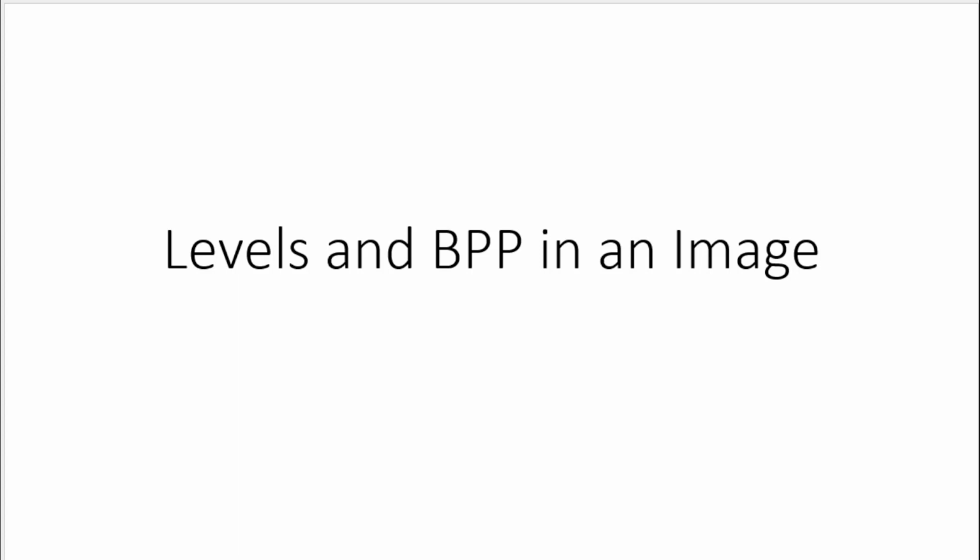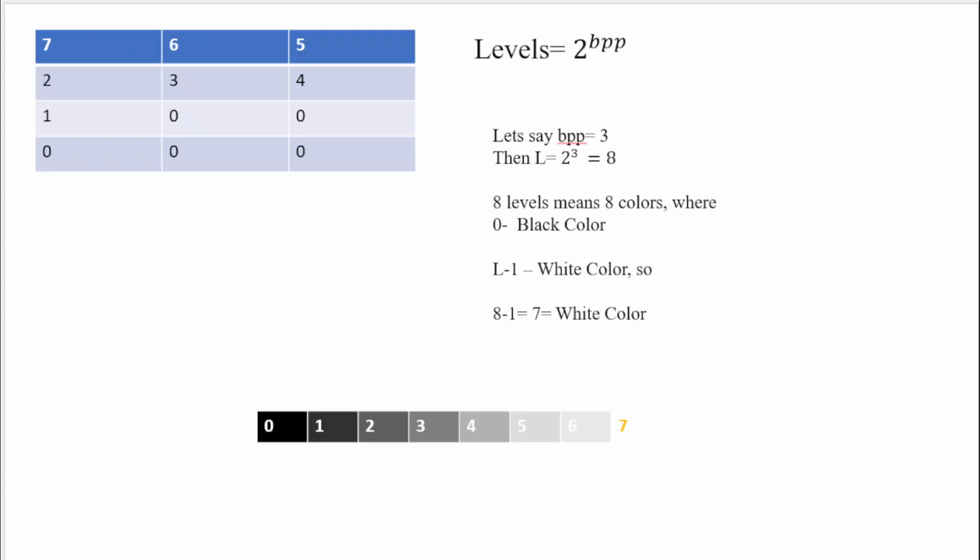Good morning, learners. We are going to learn about levels and BPP in an image. This is a very small but a very important topic in image processing. Now, let's say we are given an image and we are already given the BPP of that image, that is bits per pixels. How many bits will be used to represent each pixel of that image?